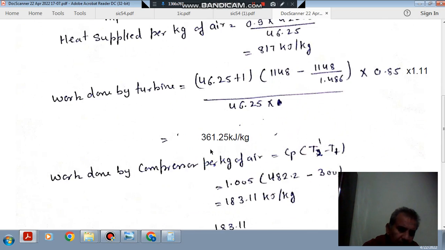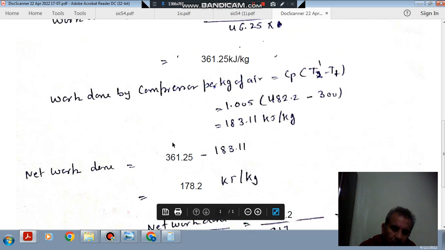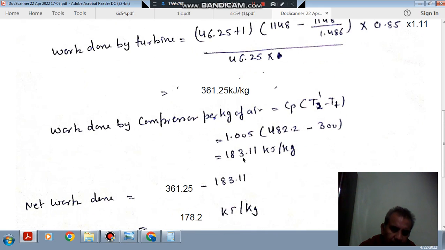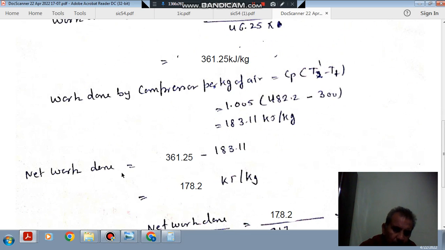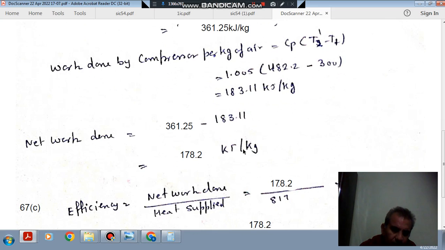So that is the work done by turbine, which comes to 361.25. Work done by compressor is Cp times (T2 dash minus T1). We have all the values, so it will be 183.11. So the work done by turbine per kg of air and the work done by compressor per kg of air: the net work done is the difference, 361.25 minus 183.11. So net work done will be 178.2 kilojoule per kilogram.